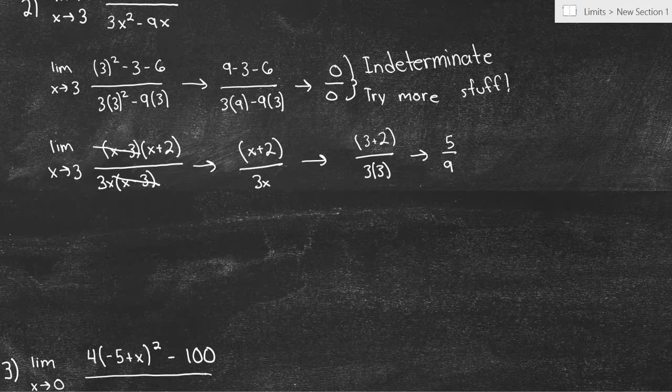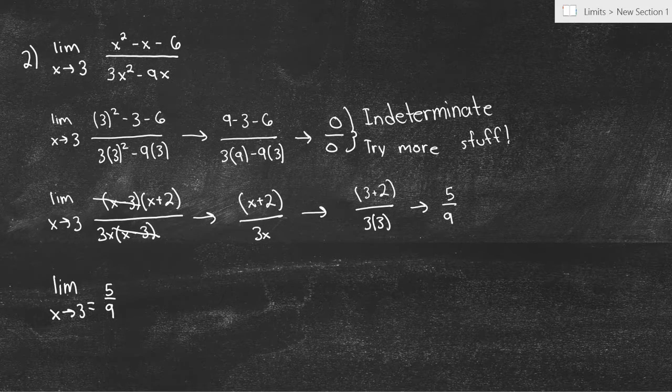So the limit as x approaches 3 equals 5 over 9. So we went through our steps again. Our substitution didn't work. We got an indeterminate form. So then our next step, as written in the first set, was to factor. We tried that, and it worked perfectly. So that's it.